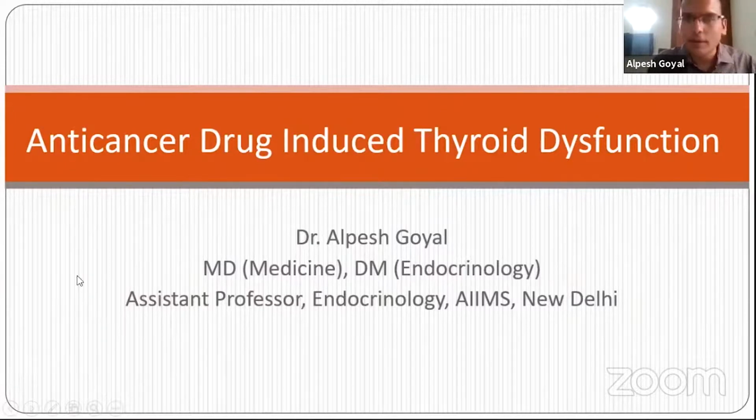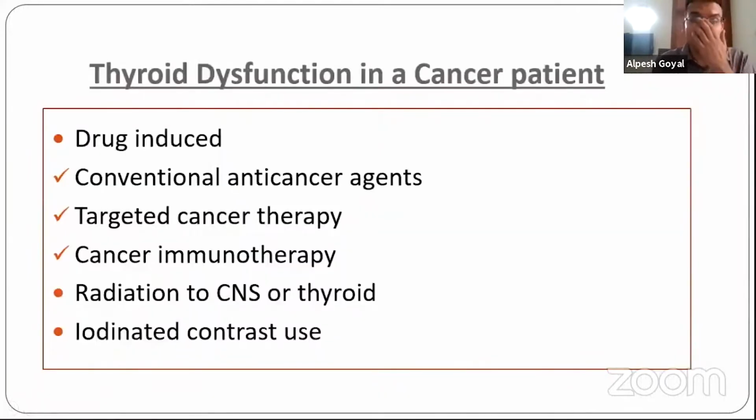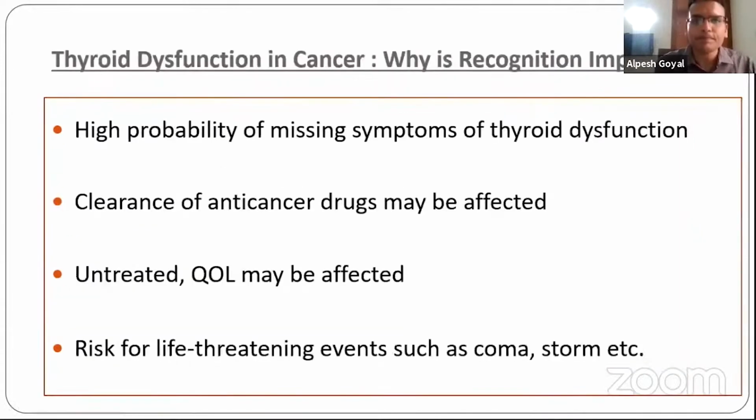The topic of my talk is anti-cancer drug-induced thyroid dysfunction. Why we should worry about thyroid dysfunction in a cancer patient, and what are the possible mechanisms for thyroid dysfunction in a cancer patient. Although this talk is focused on anti-cancer drug-induced thyroid dysfunction, we should not forget that even radiation to CNS or radiation to thyroid gland is not uncommon in patients with cancer, and this could lead to thyroid dysfunction. And frequent use of iodinated contrast is not uncommon, and this could independently lead to hyper or hypothyroidism.